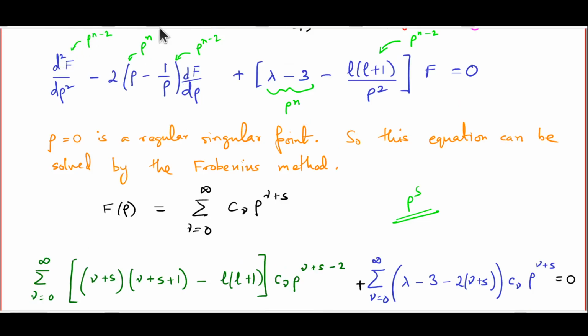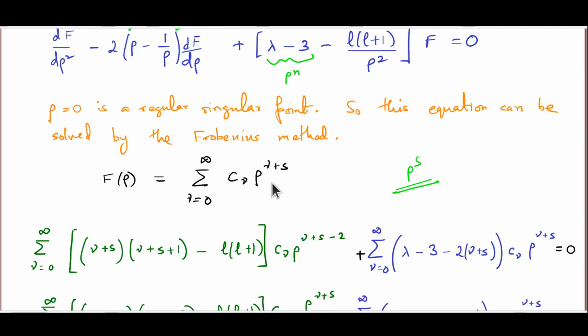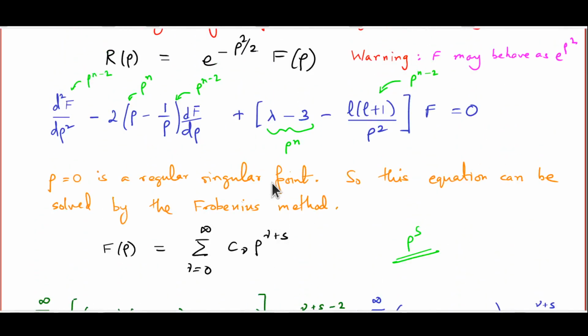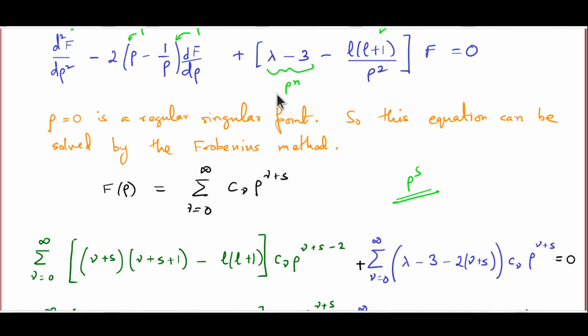from this one, and this one, and you have a ρ^(ν+s) term which comes from this term and this term. We have just combined them all together and written them in this particular fashion.